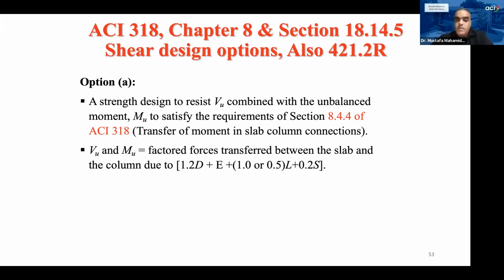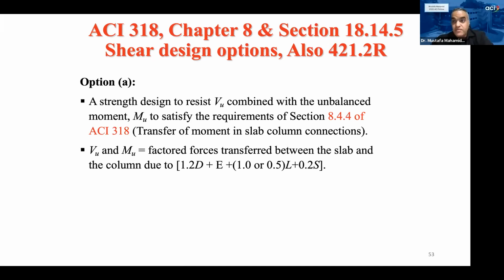That's due to 1.2 dead load plus E plus 1 or 0.5 times the live load, depending on the occupancy. If it's an office building or public building where live load is more than 100 pounds per square foot, or plus 0.2 times the snow load if applicable.